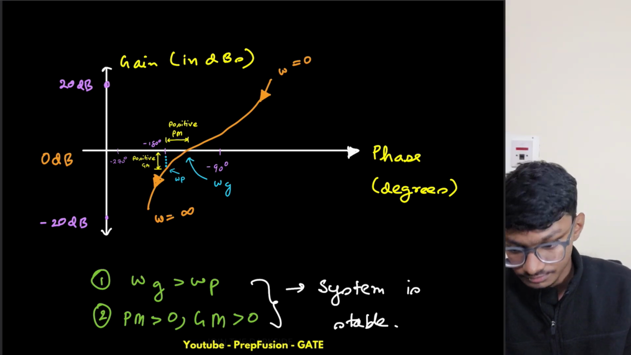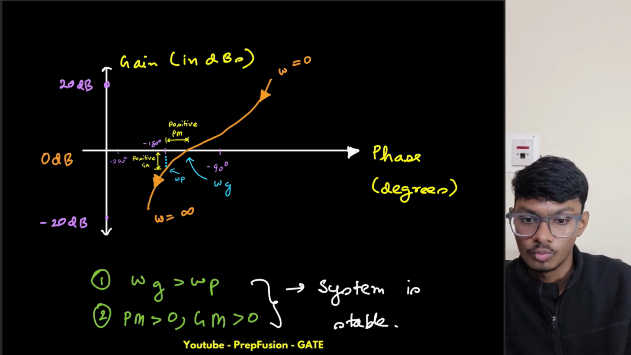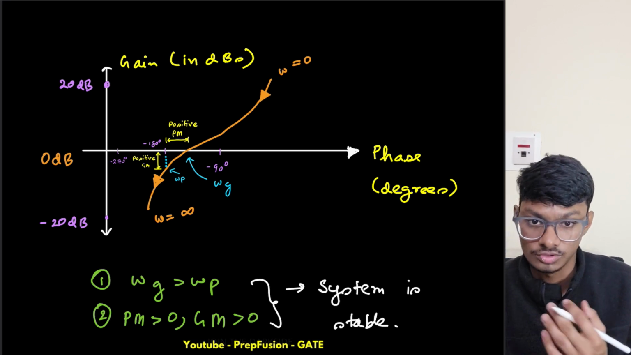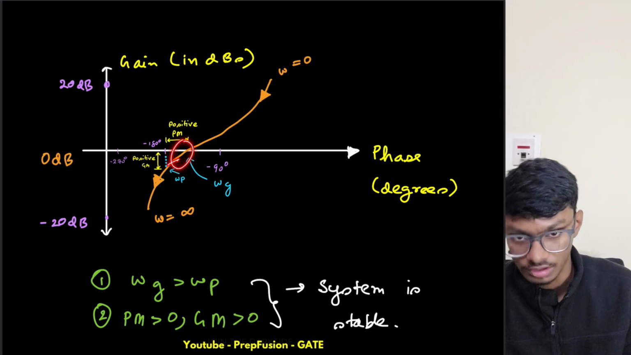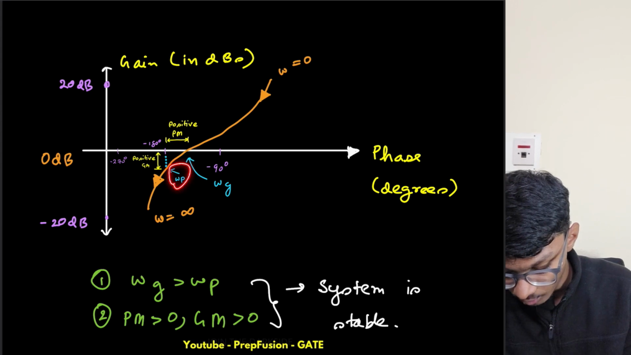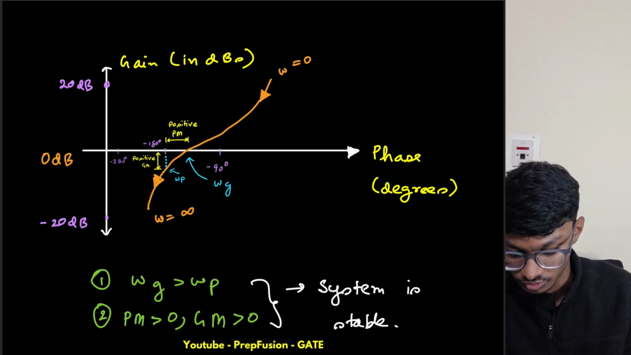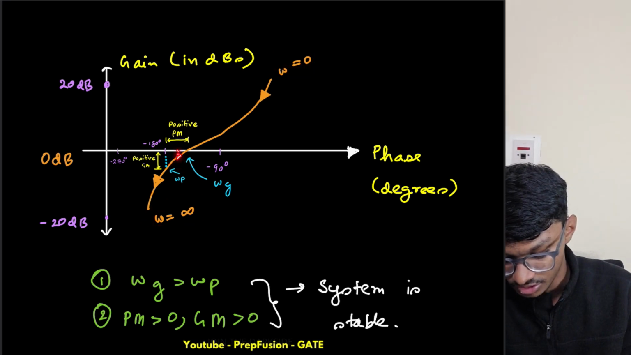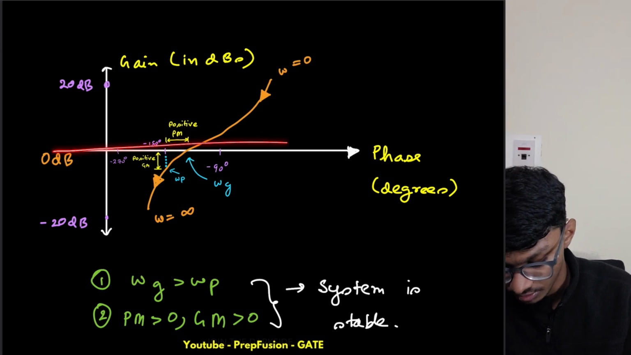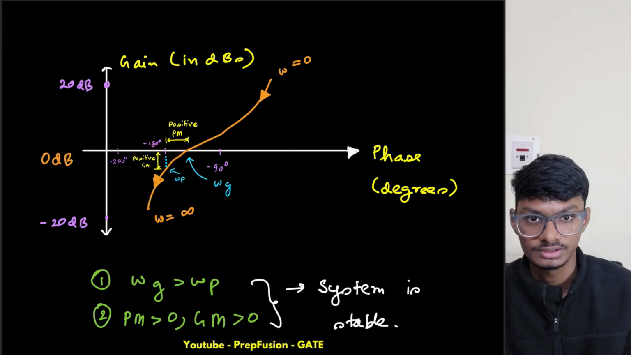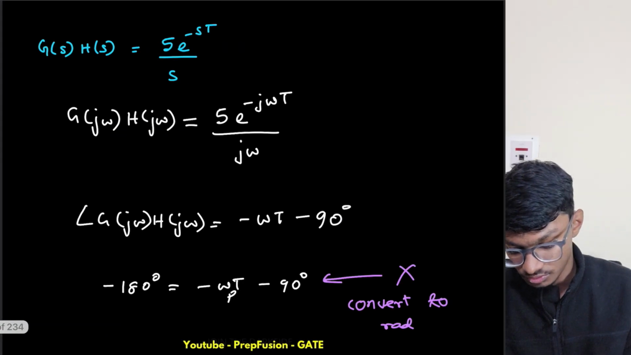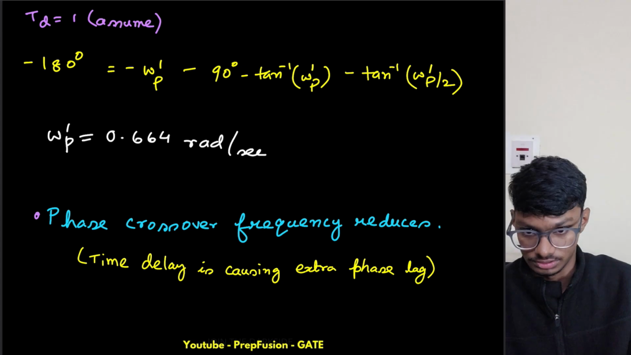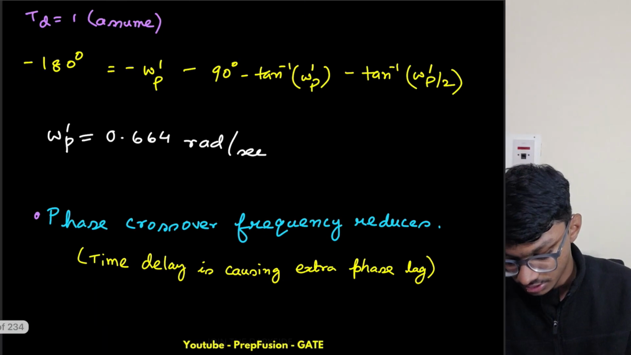Why? Because omega p has reduced, so the margin will also be reduced. Graphically I got the point that my omega p is moving from this point to this point. This is from 0 and this is to infinity, so omega p has moved to the right-hand side, let's say here. So my margin, the margin to reach the 0 dB axis, has been reduced.